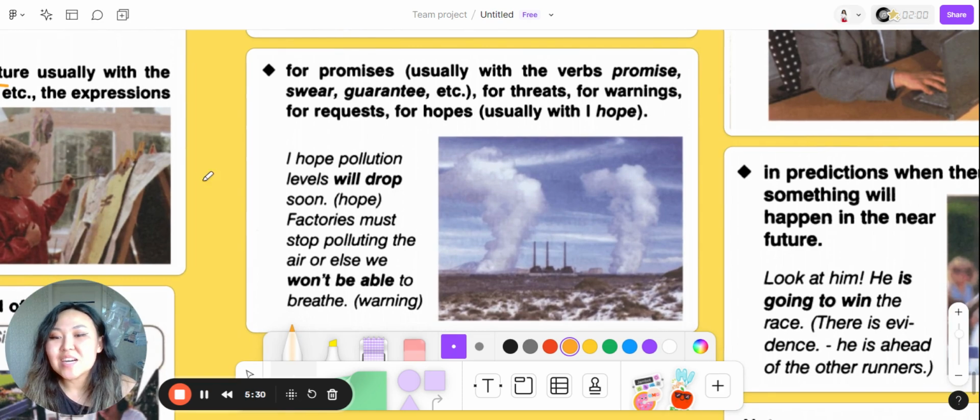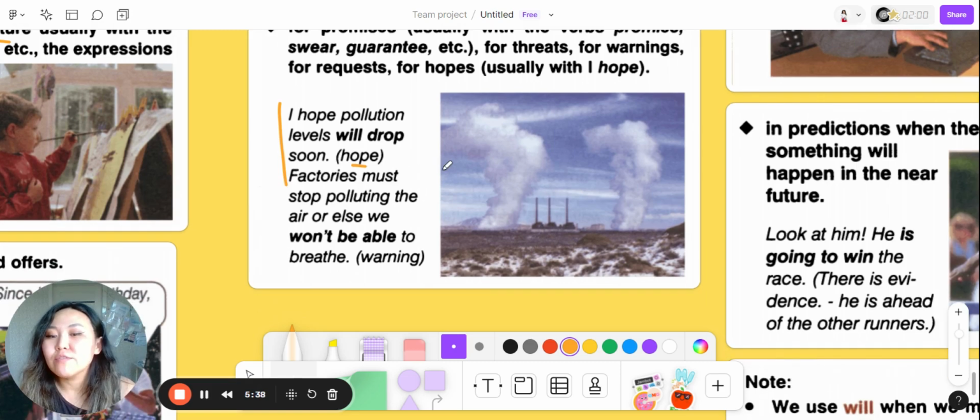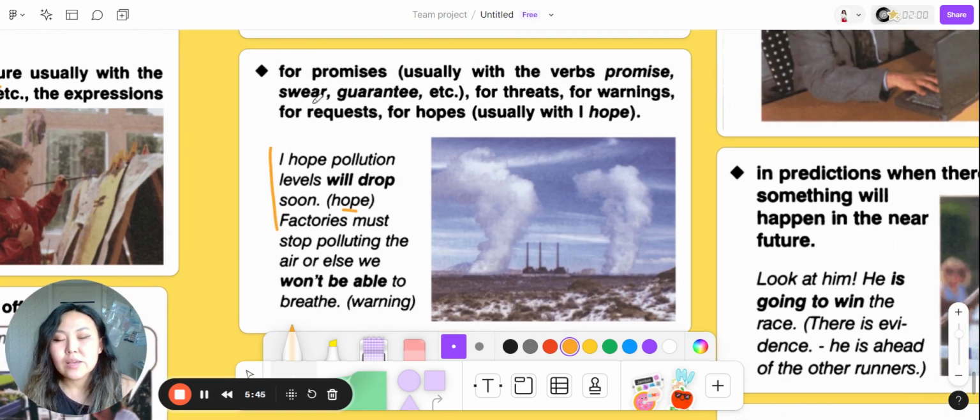Next one, I hope pollution levels will drop soon. I'm telling about my hope. Next one, factories must stop polluting the air or else we won't be able to breathe. Here we are talking about some kind of promises, but it's not about the sentence. We are talking about our hope in the sentence.